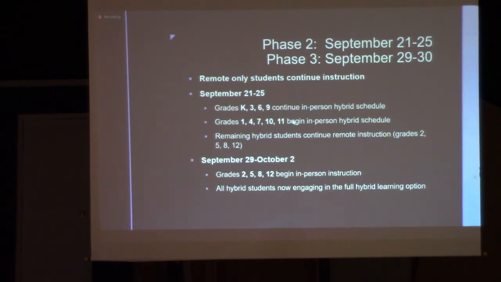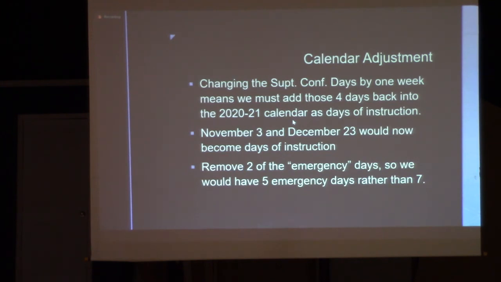The calendar adjustment I did mention earlier, we would need to take action if we wanted to do this plan. We would move our superintendent conference days to the 8th to the 11th. We would then need to put 4 days back into the calendar so that we have the required number of school days. So November 3rd, election day, which we made into a holiday a couple meetings ago, would now be again a day of school, of instruction. December 23rd, that was a day of instruction, went to a holiday, would go back to a day of instruction. And then we would simply remove 2 of the emergency days.